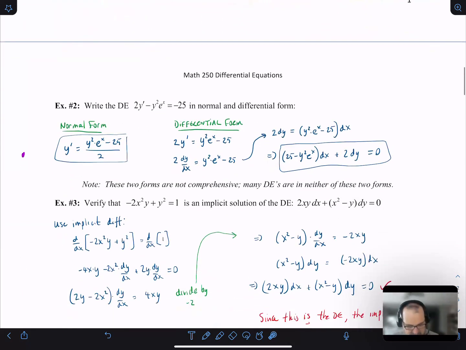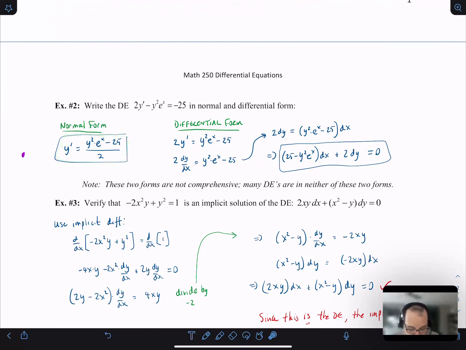Here's a quick little example. Here is a DE in no particular form: 2y prime minus y squared e to the x equals minus 25. The goal is to write it both in normal form and in differential form. Normal form is pretty easy. Normal form is just solve it for the y prime. So solving this for the y prime, we would just add this term to the other side, then divide by 2, and we have our normal form.